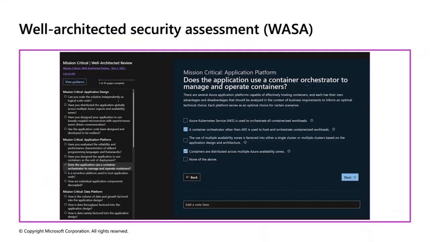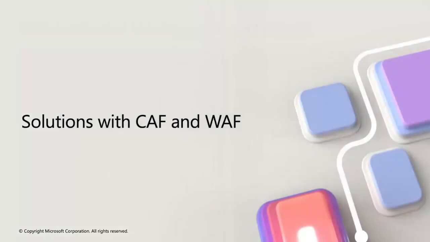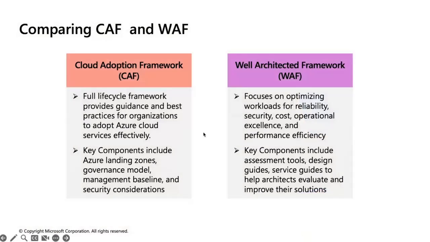Moving toward next, what we have. So when we talk about CAF and WAF in a comparison, CAF provides you a full lifecycle framework with guidance and best practices for organizations to adopt cloud, whereas WAF is focused on optimizing workloads for reliability, security, cost, operational excellence, and performance efficiency. These are 5 pillars.